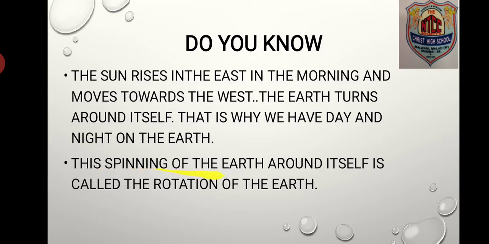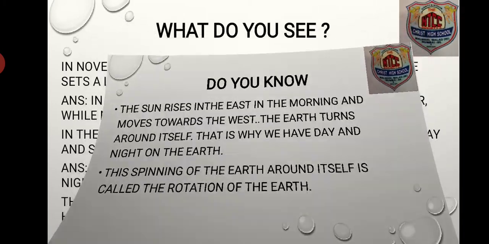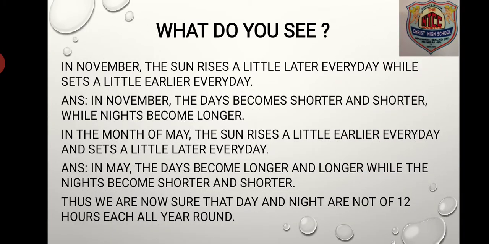This spinning of the earth around itself is called the rotation of the earth. The spinning of the earth is called rotation of the earth, and because of this rotation of the earth, we are getting daytime and night time. What do you see?